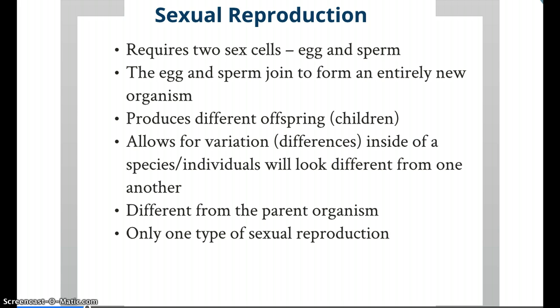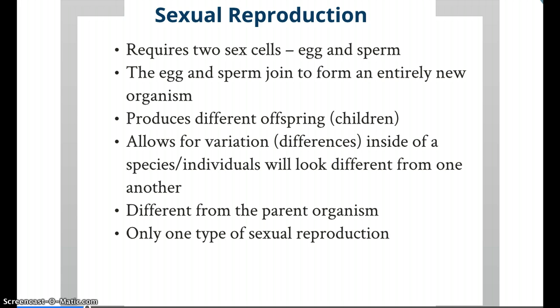In order for them to join, sexual intercourse must take place. When the sperm and the egg join after intercourse, offspring is created. Offspring is just a fancy name for children. So in order for children to be born, the egg and the sperm from the mom and the dad, or the female and the male, must join.